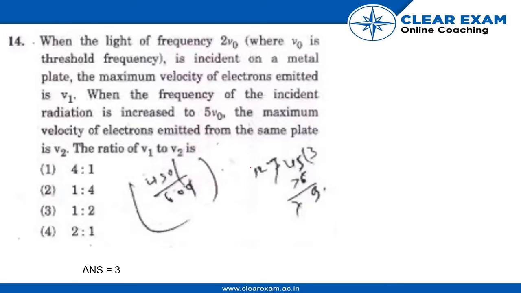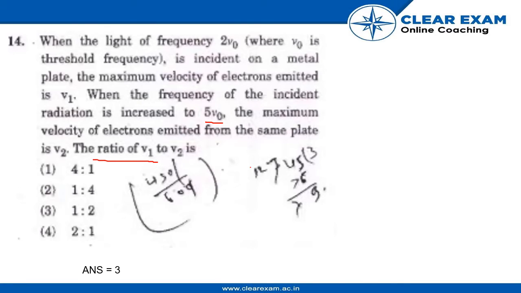Hello guys, we have a question here that says: when light of frequency 2V0, where V0 is the threshold frequency, is incident on a metal plate, the maximum velocity of electrons emitted is V1. Okay, the maximum velocity emitted is V1. Write it down. When the frequency of the incident radiation is increased to 5V0, the maximum velocity of electrons emitted from the same plate is V2. So we have to find the ratio of V1 to V2.